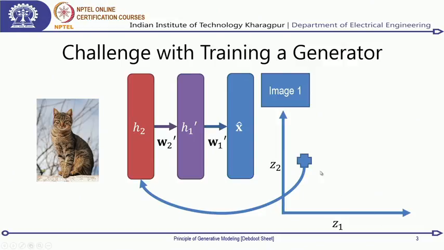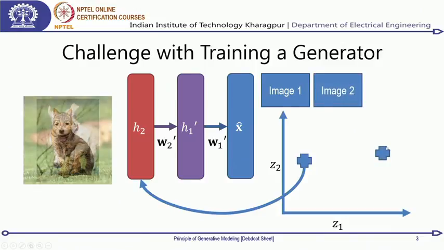But the other question is, will any point I take in this Z1 Z2 space always give me an image of a cat? That might not be so. Maybe some points located in close proximity of this exact point might give me an image of a cat, but any point located far off may not necessarily give me an image of a cat. Now, if I take a point over here and feed it to this network, I get my second image, which comes out as an image of a dog.